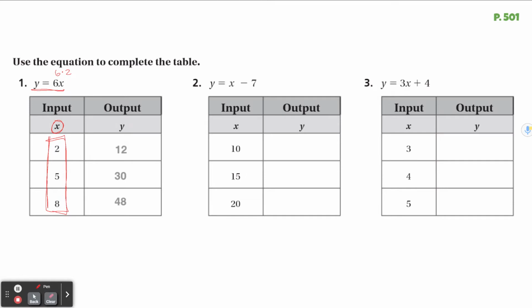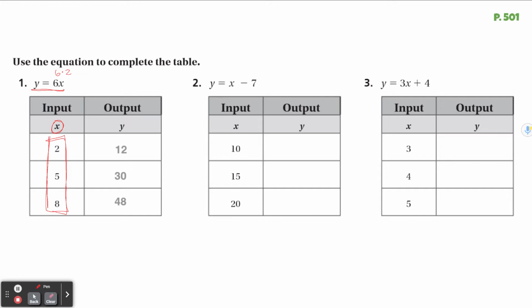So we're going to do that same thing over here in question 2 and question 3. In question 2, it says our equation is y equals x minus 7. And now it gives us the input values of 10, 15, and 20. I'm going to give you a second on your paper and fill out what those outputs would be using this equation.